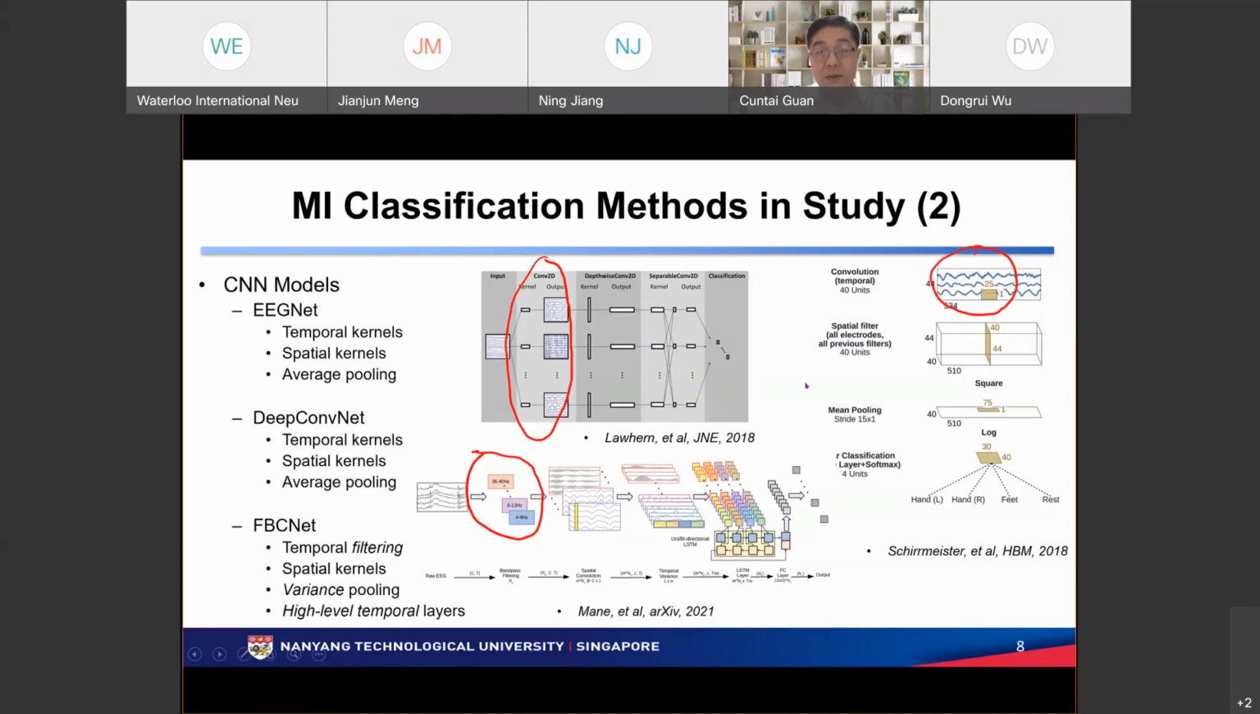Then the next layer, I think all the structures share the same thing, called spatial filtering. Here's a spatial filtering. Here's a spatial filtering. Okay, so if you look at this matrix, the x-axis is time, the y-axis is the channel. So you use a 1D kernel for the spatial filter. This is analogous to the spatial filter in the FBCSP. Okay, the first part simulates the temporal filtering. So this is quite similar.